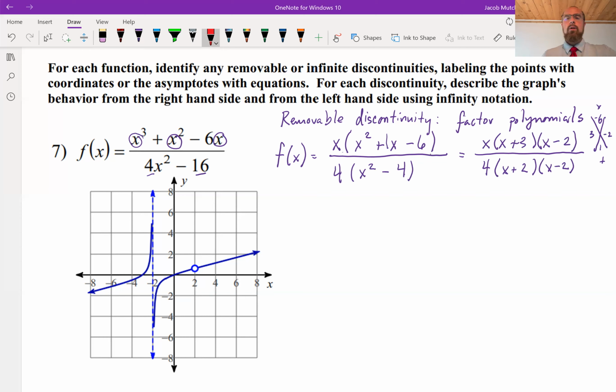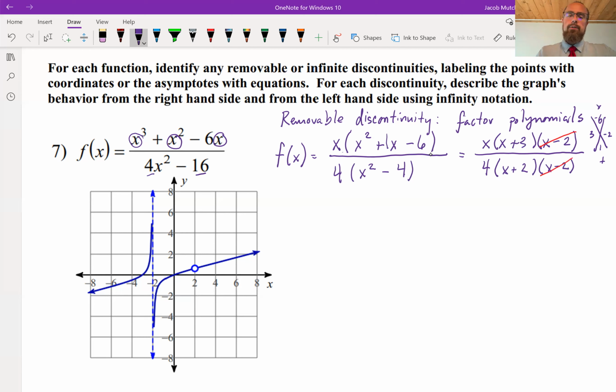At that point, what I'm looking for is identical factors above and below. And it turns out that I've got an x minus 2 that's both in the numerator and the denominator, and that identifies for me a removable discontinuity. So I'll go ahead and factor it out of the polynomial, out of the rational function, but I want to say where is that discontinuity.